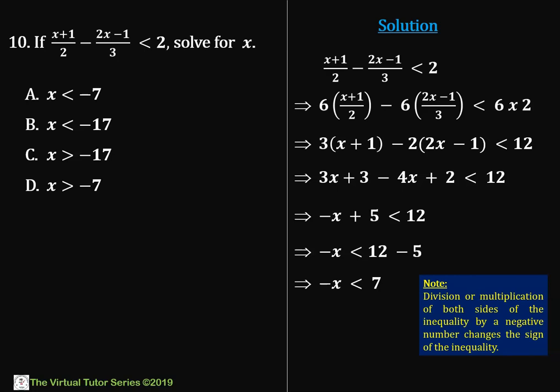So our inequality now becomes x is greater than 7 over negative 1. 7 over negative 1 is negative 7. Therefore, x is greater than negative 7. Thus, the correct answer is option D.